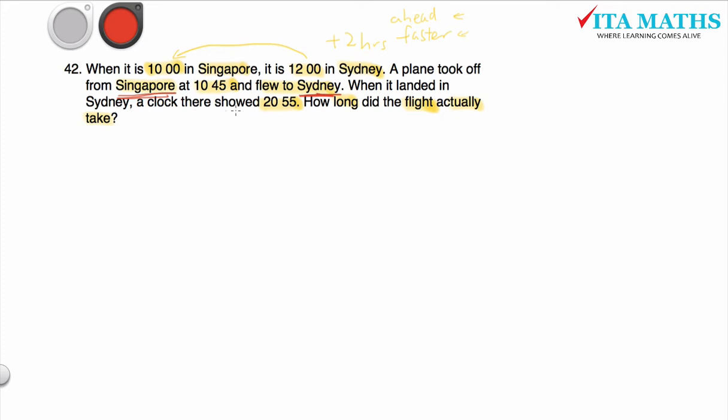So, when it landed in Sydney, the clock actually shows 2055. And just now we talked about what? Sydney is how many hours faster? 2 hours faster. So when it landed in Sydney, 2055, what is the time in Singapore for 2055? 2055 hours in Sydney is what time in Singapore? 20 minus 2 hours, you have 18.55 hours in Singapore. Okay, understand this part?